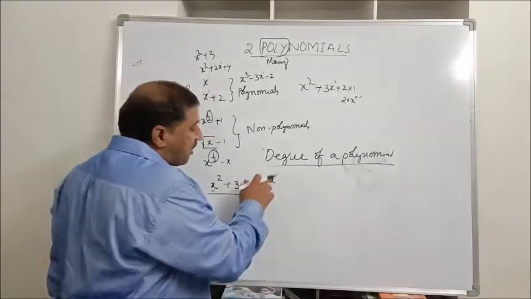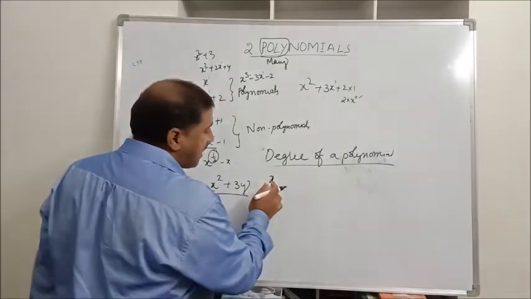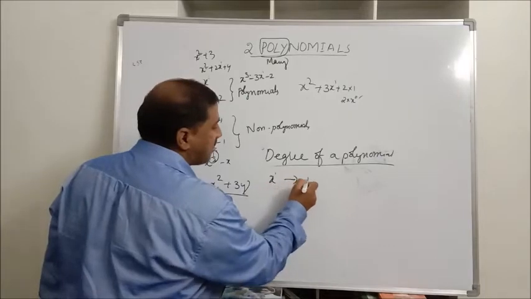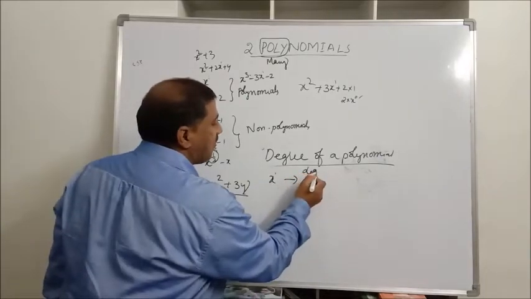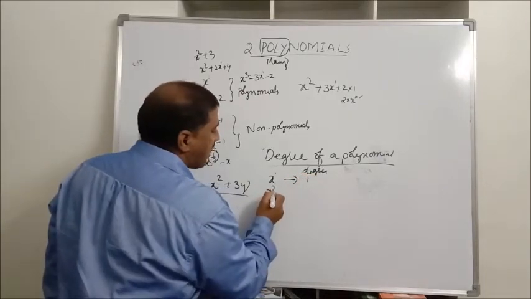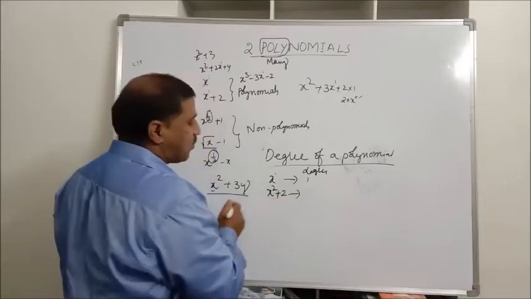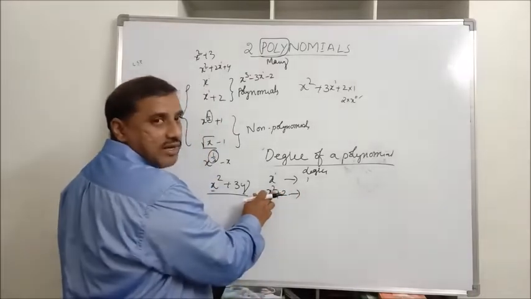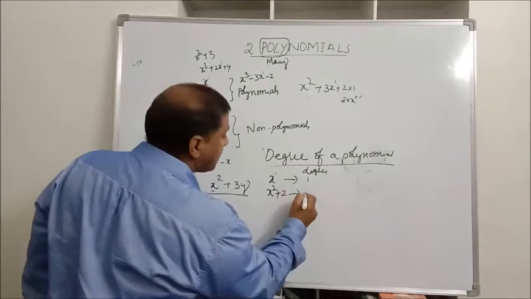For example, if you take x as a polynomial, what is the exponent of this variable? It is 1. Therefore its degree is 1. Now x square plus 2: here x square, 2 is the highest power, therefore its degree is 2.